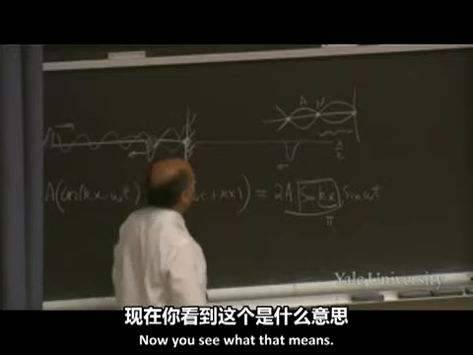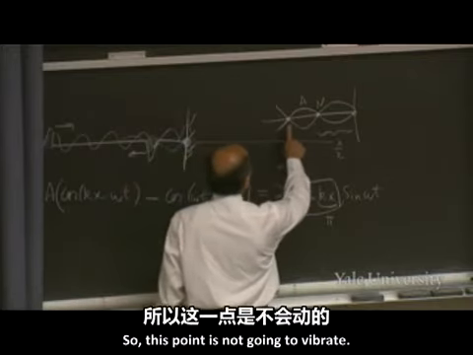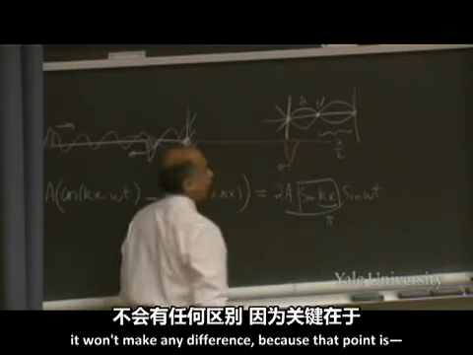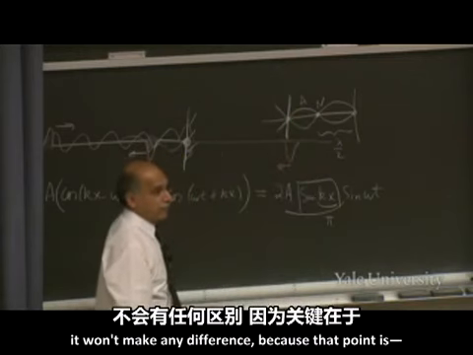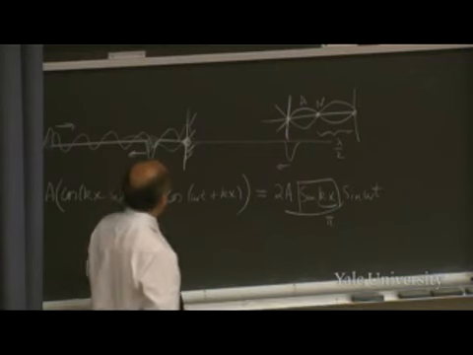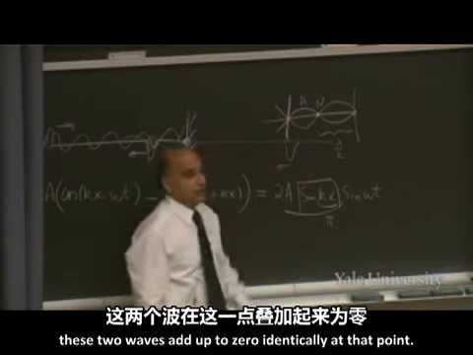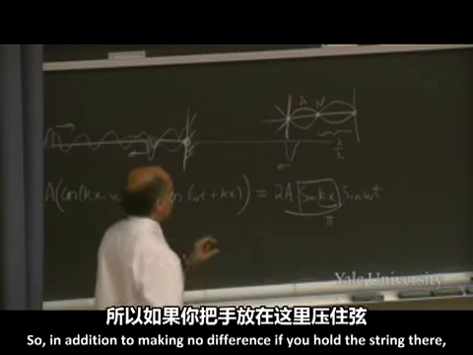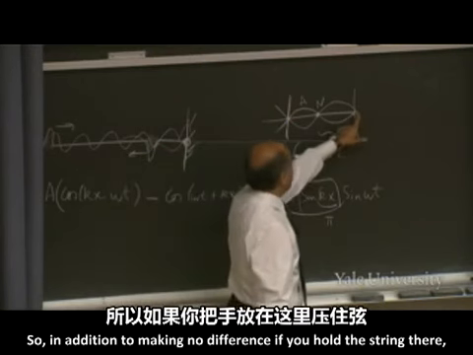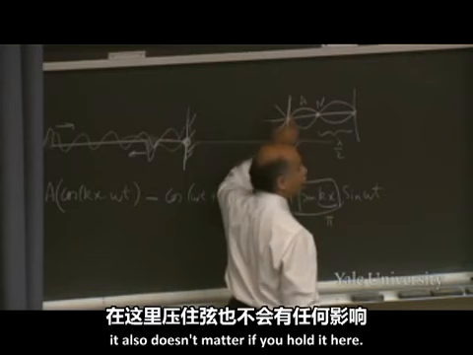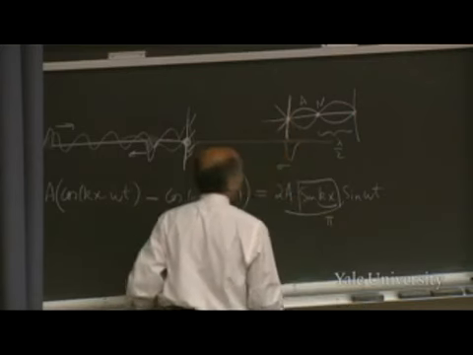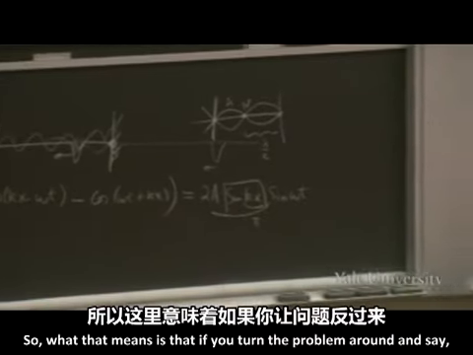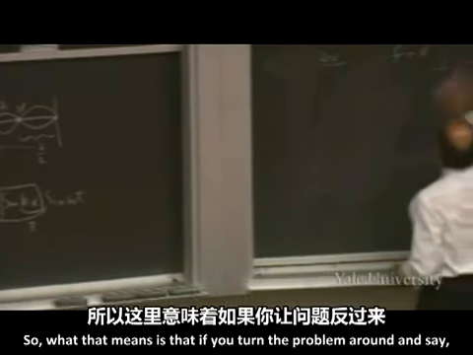Now you see what that means. So this point is not going to vibrate. If I put another barrier here, it won't make any difference, because these two waves add up to 0 identically at that point. If you put your finger there, it won't matter. So in addition to making no difference if you hold the string there, it also doesn't matter if you hold it here.